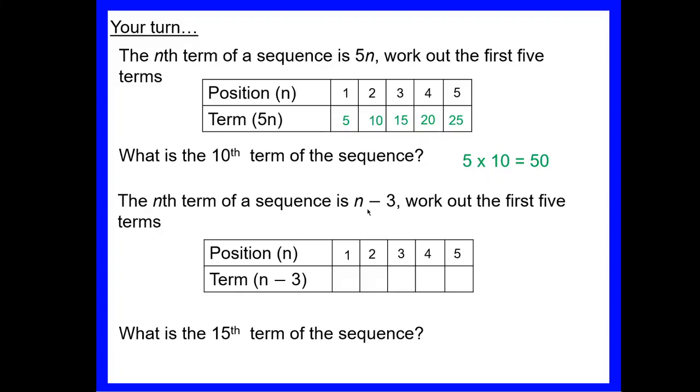For our second one then, we've got the position number minus 3. So our position number here is 1. So I have to do 1 minus 3. 1 minus 3 is minus 2. Then 2 minus 3, which is minus 1. 3 minus 3 is 0. 4 minus 3 is 1. And 5 minus 3 is 2. And we're asked now for the 15th term. So we're going to swap n for 15. So we get 15 minus 3, which is 12.